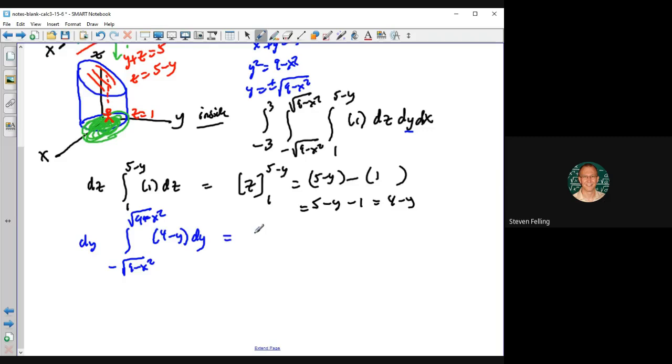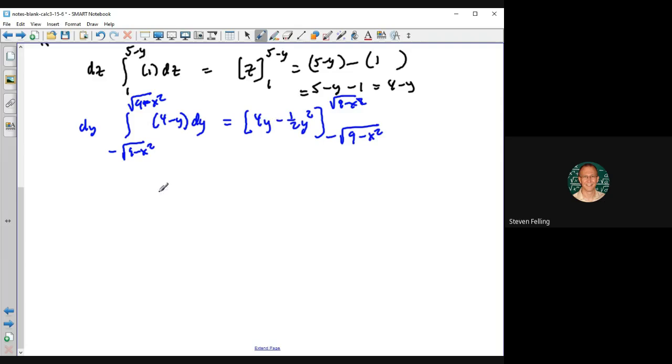So the antiderivative here would be 4y minus 1/2 y squared, evaluated from negative square root of 9 minus x squared to positive square root of 9 minus x squared. Okay, so that means we have to plug in two copies. We have 4 times something minus 1/2 times something squared. And then we have another copy, minus 4 times something minus 1/2 times something squared.